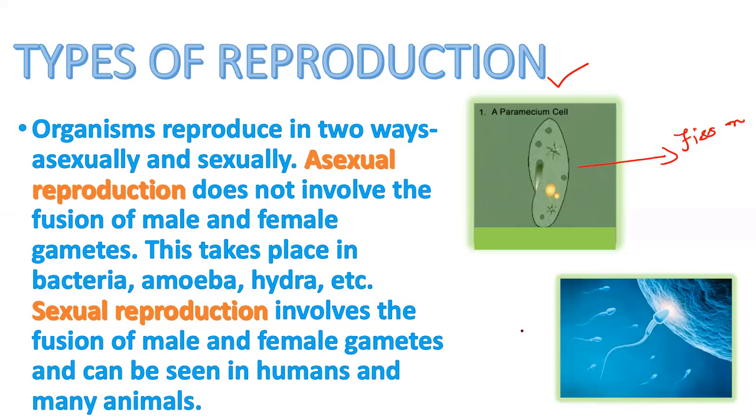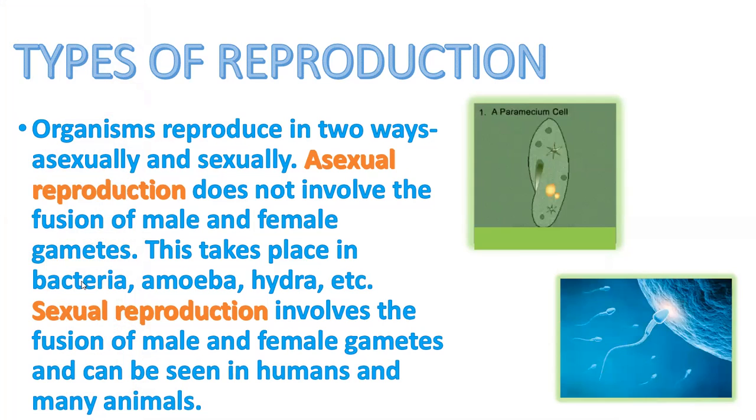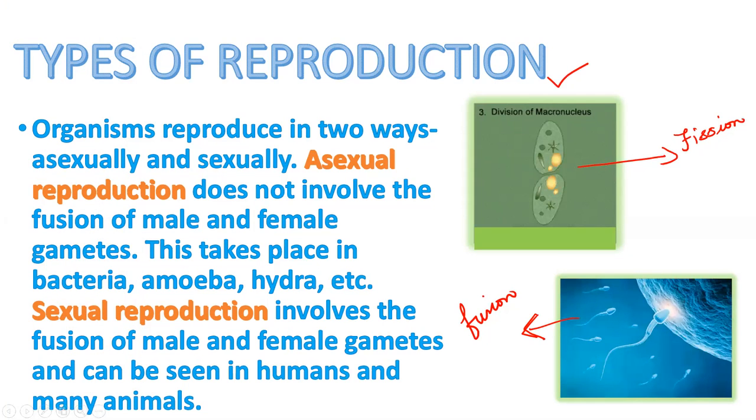And here there is fusion. The body of the organism fuses. When I say body of the organism, here we are talking about the gametes, the germ cells. They get fused, and this process you call fusion. Examples for asexual reproduction: bacteria, amoeba, hydra, etc. Whereas sexual reproduction mostly takes place in humans and other organisms from the animal kingdom, right?